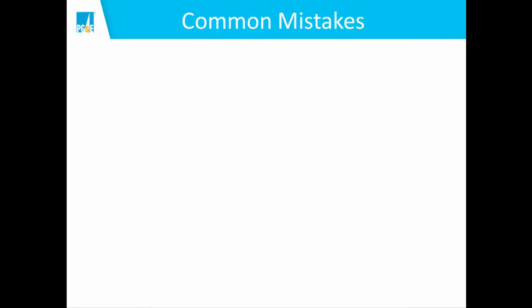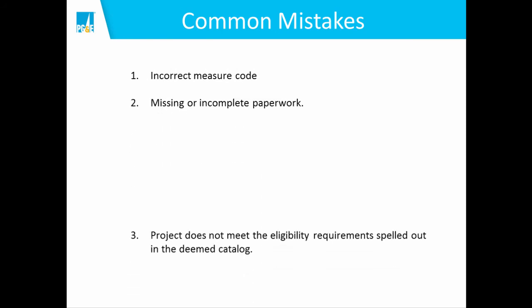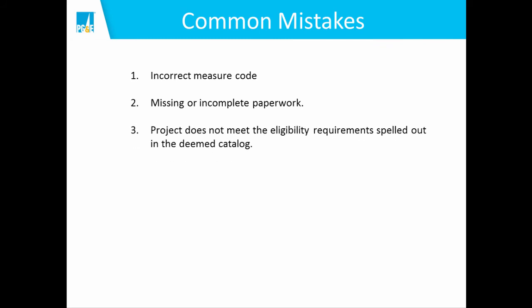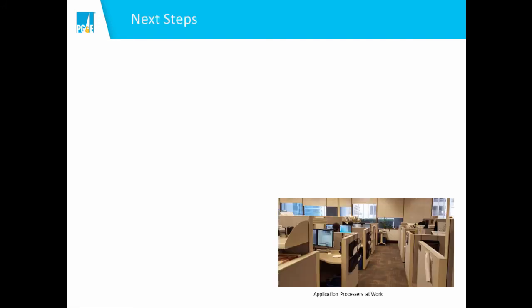So some common mistakes. One is the incorrect measure code was listed. Two, missing or incomplete paperwork. Three, the project does not meet the eligibility requirements spelled out in the DEEM catalog. And then finally, number four, the application is submitted before the measures are installed.